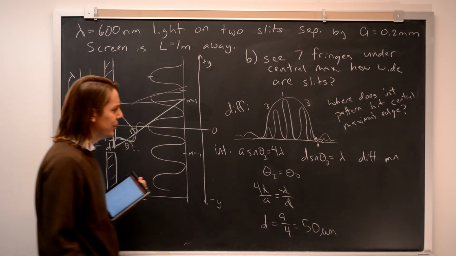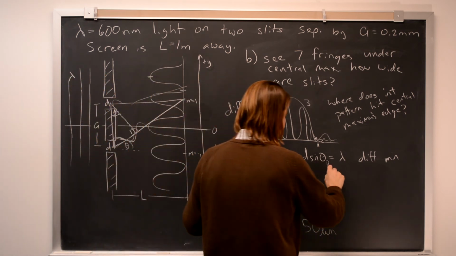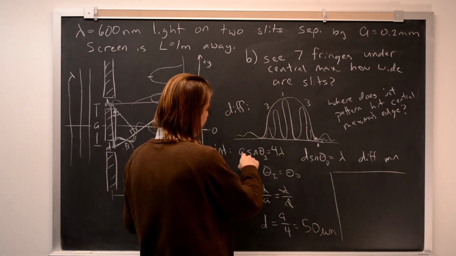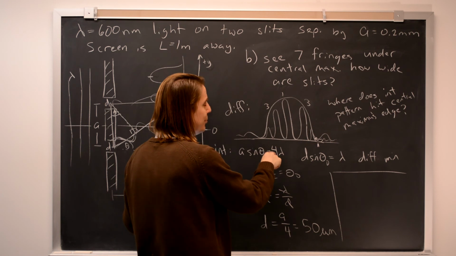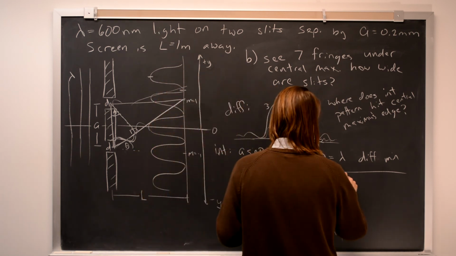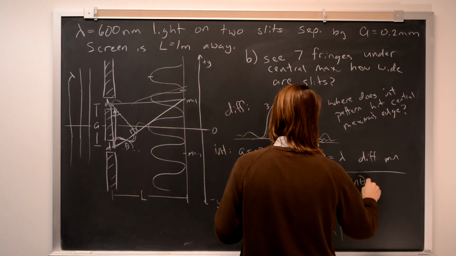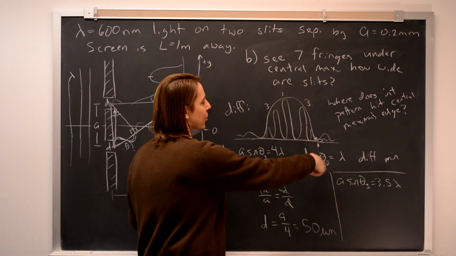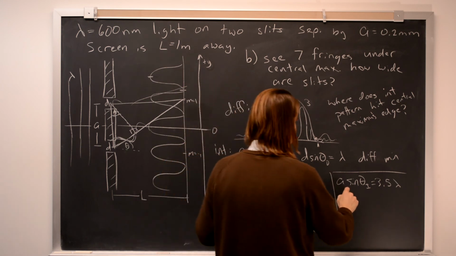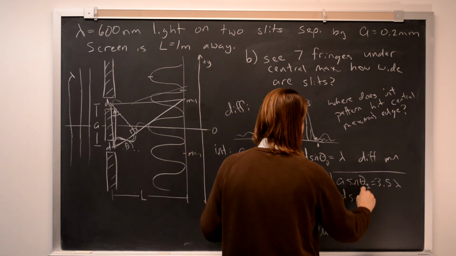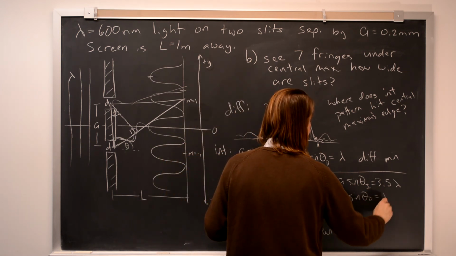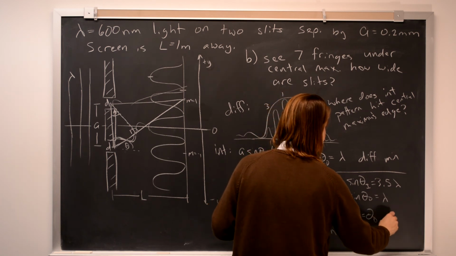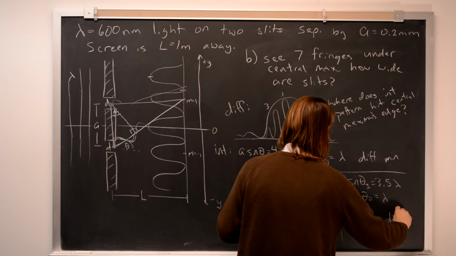So you could also set this up and say another option would be A sine theta I equals 3.5 lambda. And the D part would be the same. We're looking at the diffraction minimum. D sine theta D equals lambda. And then set theta I equals theta D, and you end up getting 57 microns.